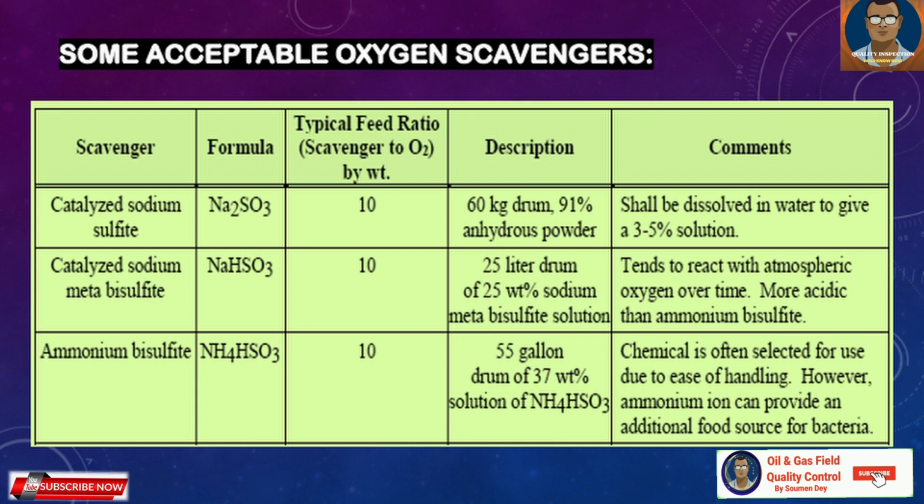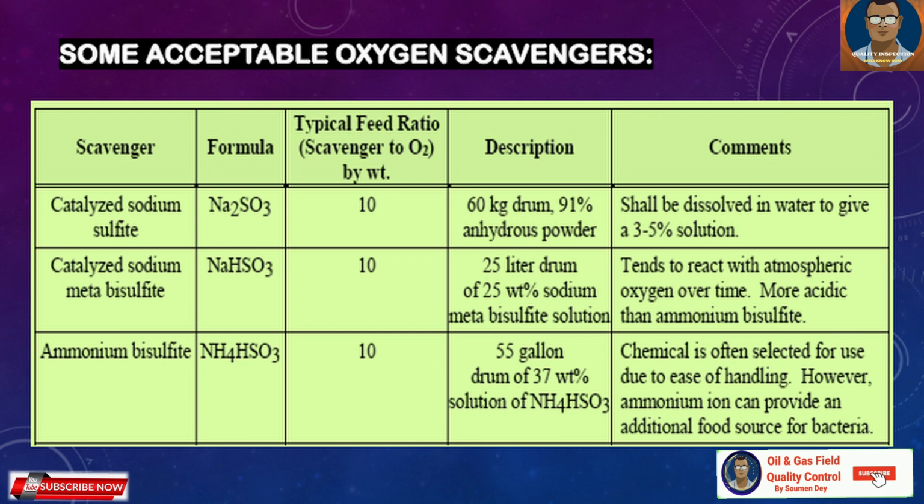Catalyzed sodium metabisulfite also has a feed ratio of 10, in a 25 liter drum. It is available in the market as a 25% weight percentage sodium metabisulfite solution. It actually tends to react with atmospheric oxygen over time, and is more acidic than ammonium bisulfite. Ammonium bisulfite has a feed ratio of 10. It is available in a 55 gallon drum of 37 weight percent solution of ammonium bisulfite. This chemical is often selected for use due to ease of handling.